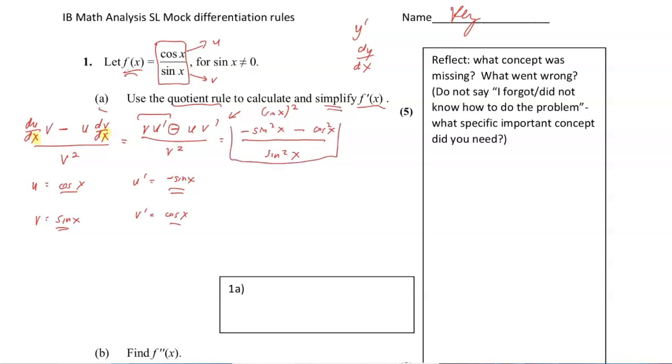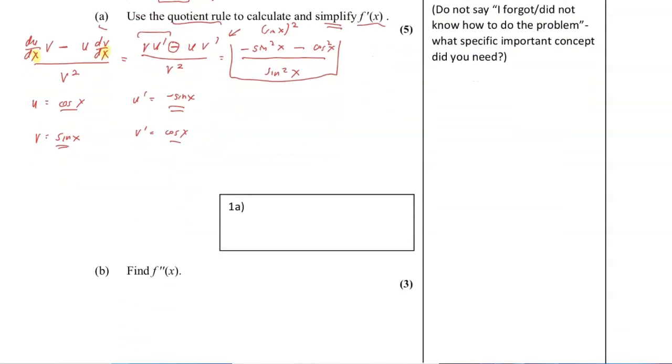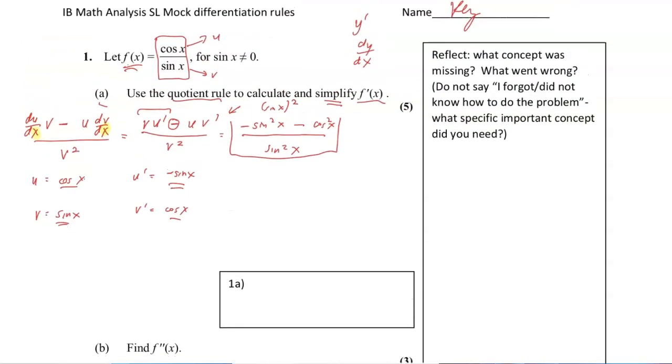In this case, normally we don't worry about simplifying that much, but if you look below in part B, it's going to ask me to take the second derivative, and before you take the second derivative, it's a really good idea to simplify the first derivative so that it makes your life easier. How can I simplify this one?